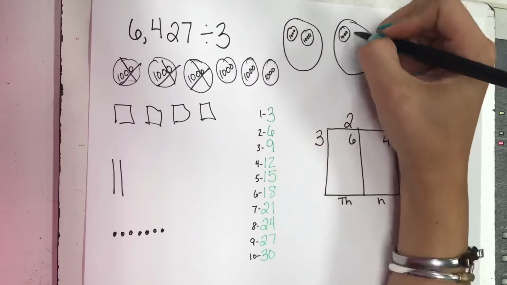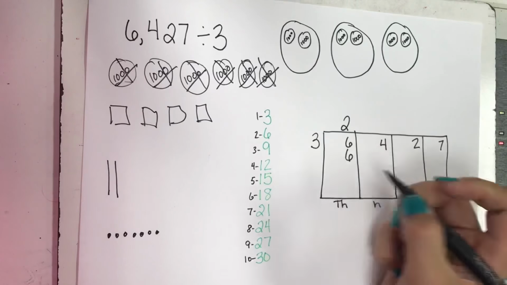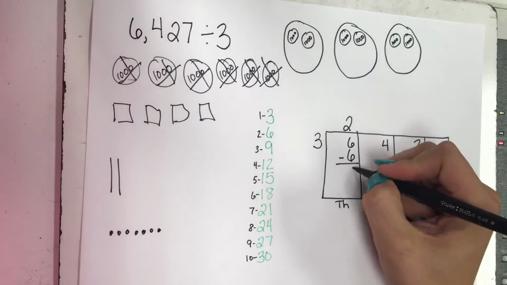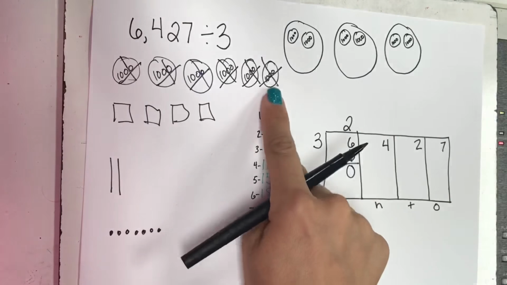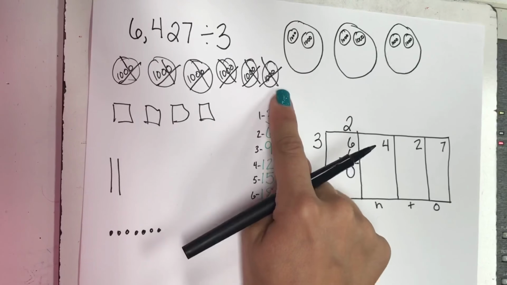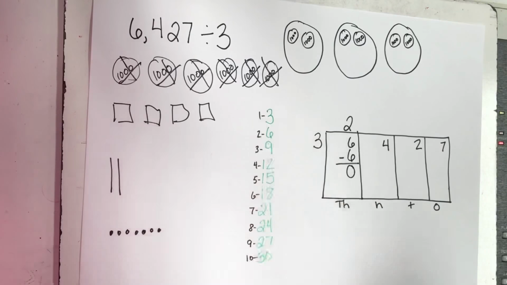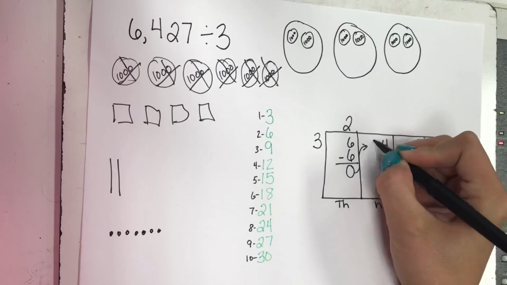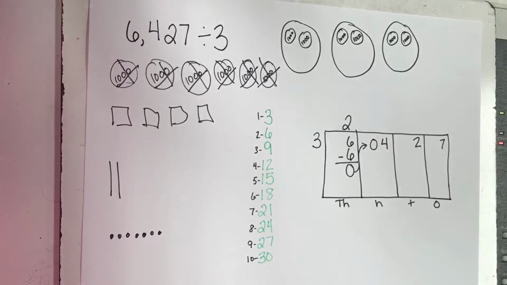Yes. Okay, and look. If I do 2 times 3, meaning I have 2 in each of my 3 groups, how many did I use? 6. So how many extra thousands did I have? 0. Hey, look. I don't have to move any from my thousands to my hundreds. I don't have to go and exchange them. So I'm going to move 0 over to my hundreds place.